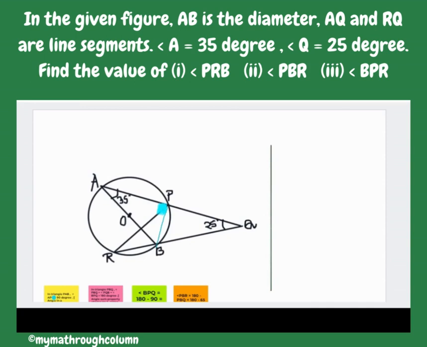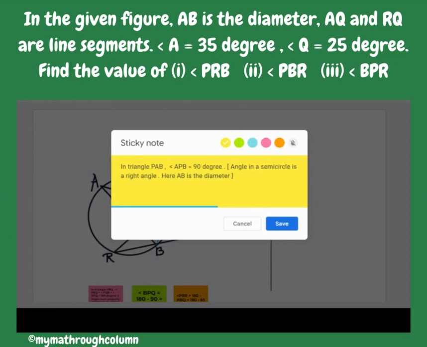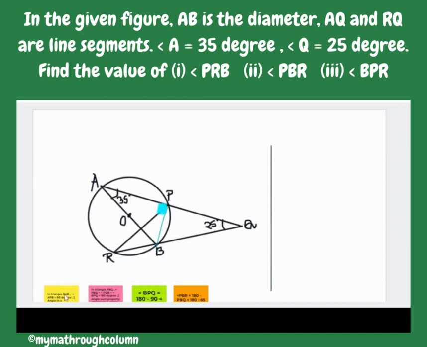So let us just summarize this once, that in triangle APB, angle APB is a right angle. Angle APB is 90 degree because angle in a semicircle is a right angle. So let's just emphasize this here. That is the first part. We have established that angle APB is 90 degree.